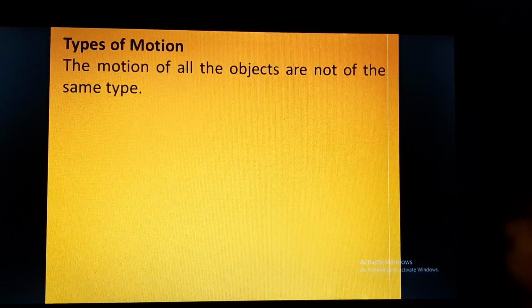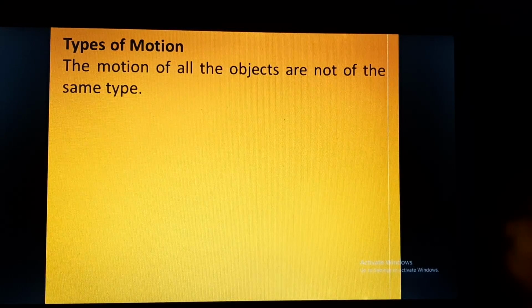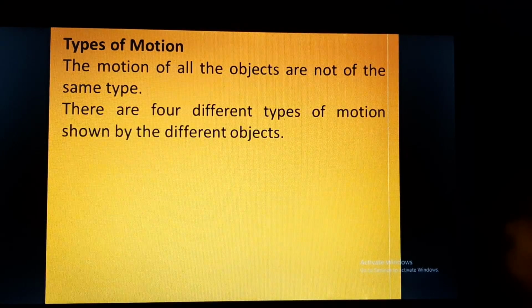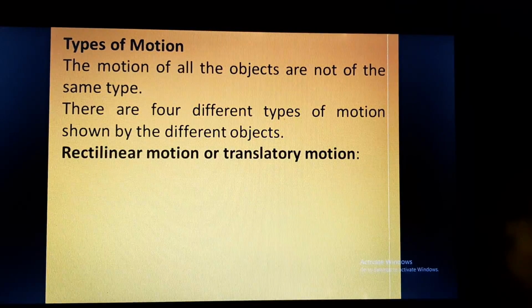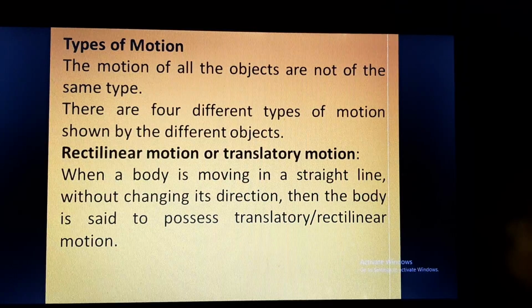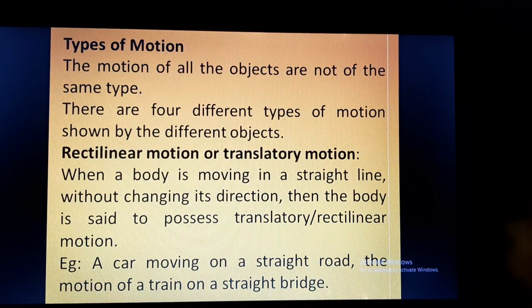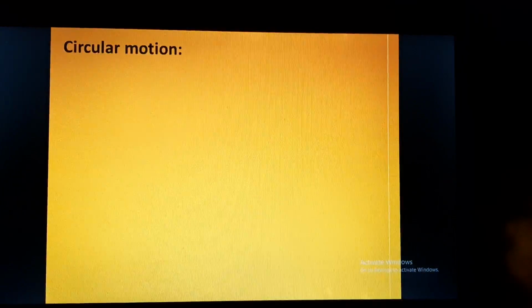So what are the types of motion? The motion of all objects is not of the same type. It can be different. There are four different types of motion. Rectilinear or translatory motion, which is in a straight line. When an object is moving in a straight line without changing its direction, the body is said to possess translatory or rectilinear motion. For example, a car moving on a straight road or in traffic, or the motion of a train on a straight bridge is rectilinear motion.